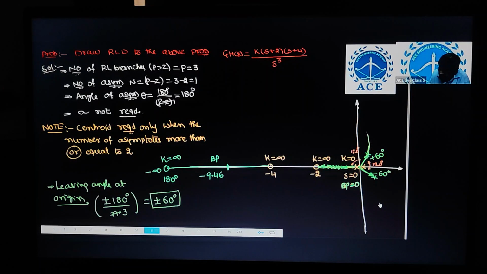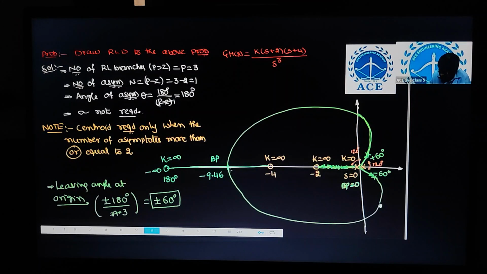These 2 poles turn towards the left and enter at the break point. This pole also turns towards the left, enter at the break point.